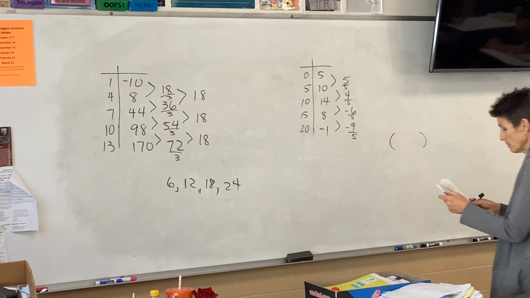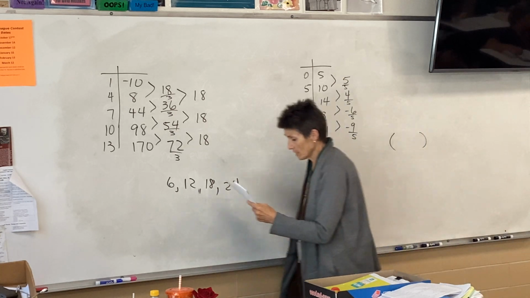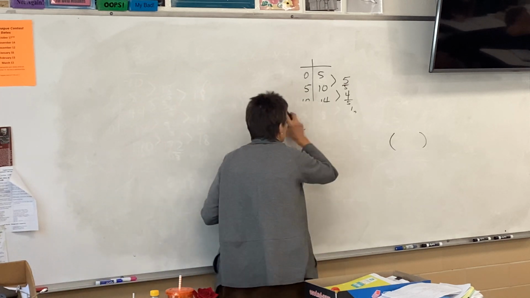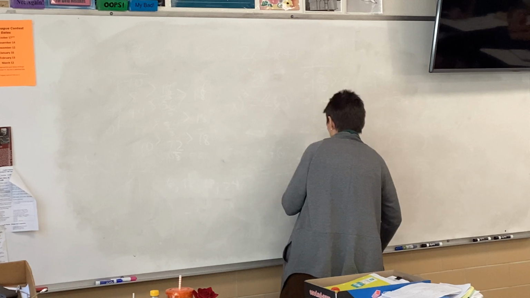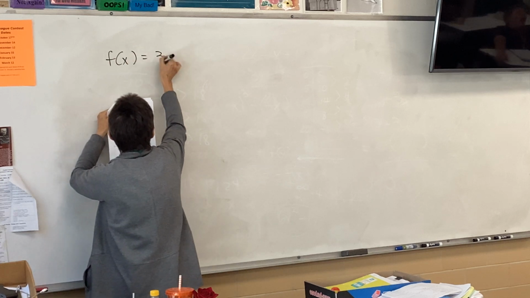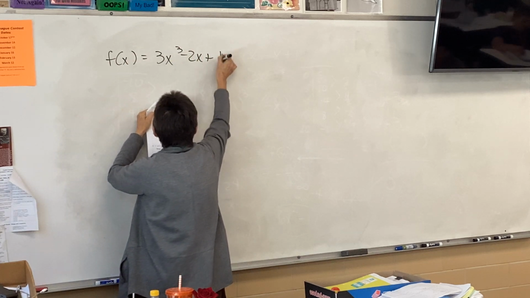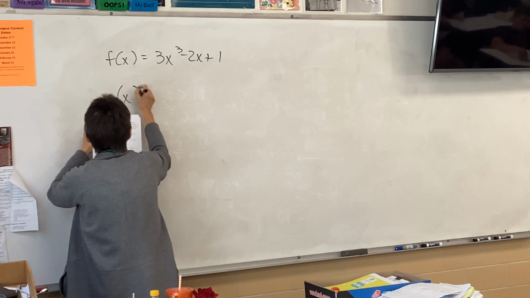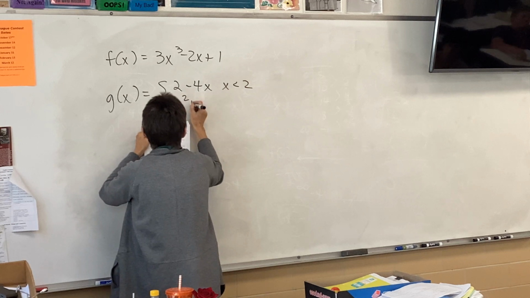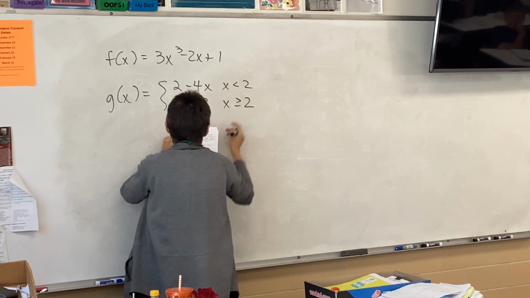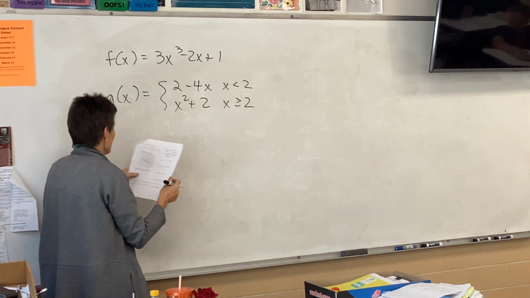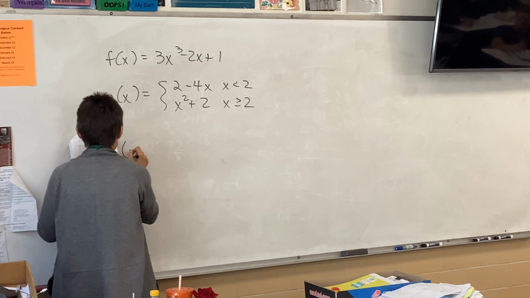All right, so now in number 17, this is review from the last quiz. Number 17, we have functions written as a rule, so we have this guy, and a piecewise function, so we have this one. And then we have the picture, and then we have a table. I'm not going to draw the picture, but here's the table.